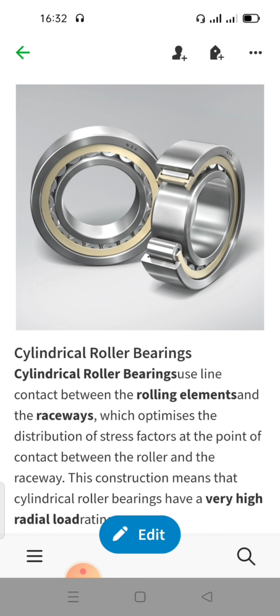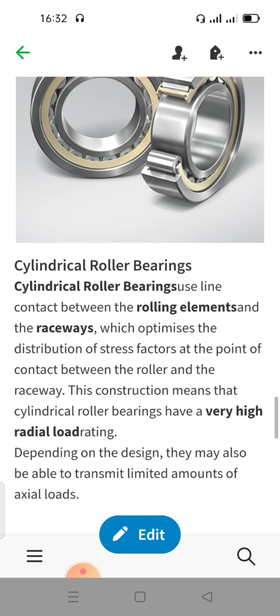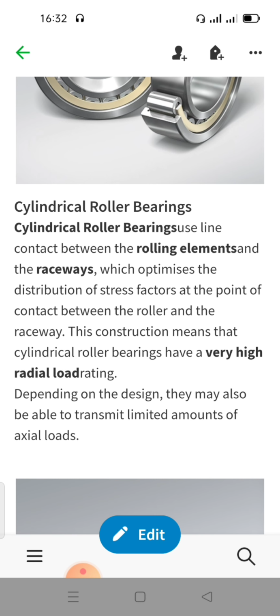Next is cylindrical roller bearing. Cylindrical roller bearings use line contact between the rolling element and raceways, which optimizes the distribution of stress at the point of contact between the roller and the raceways. This construction means that cylindrical roller bearings have a very high radial load rating. Depending on the design, they may also be able to transmit a limited amount of axial load.